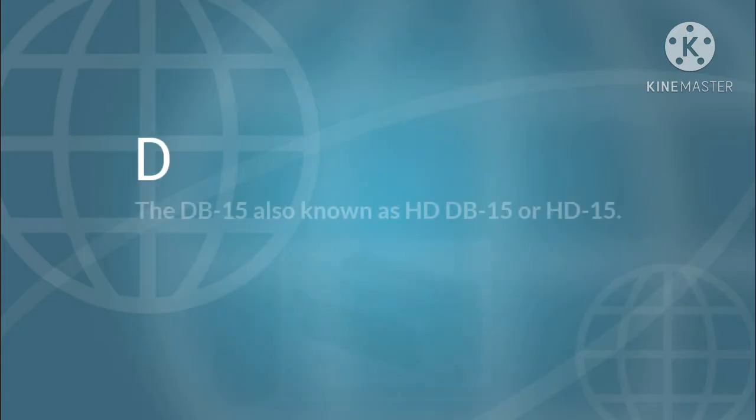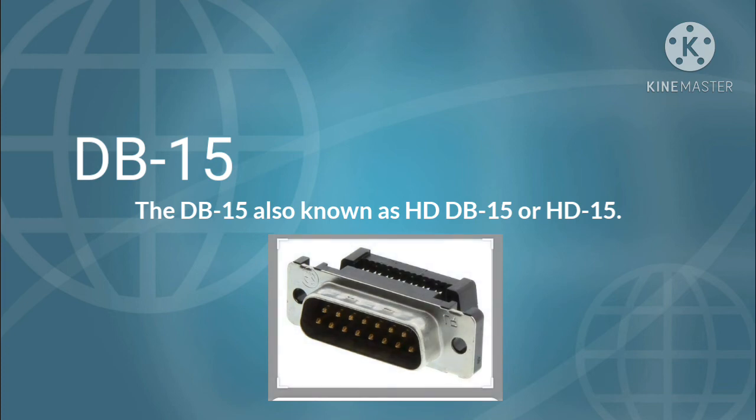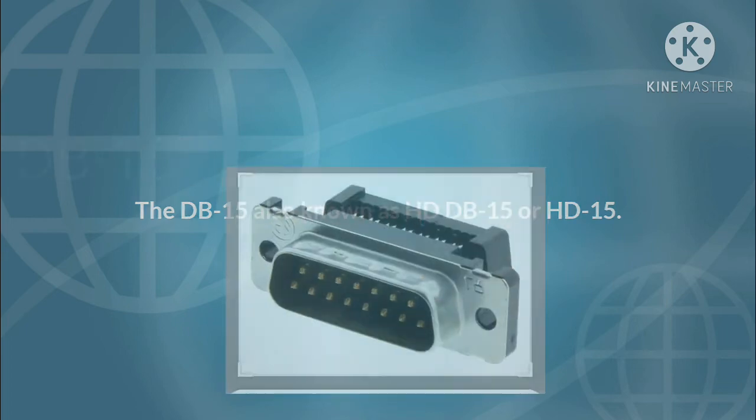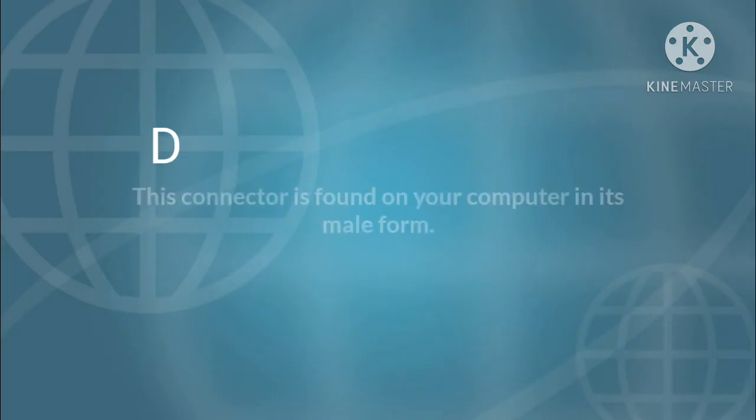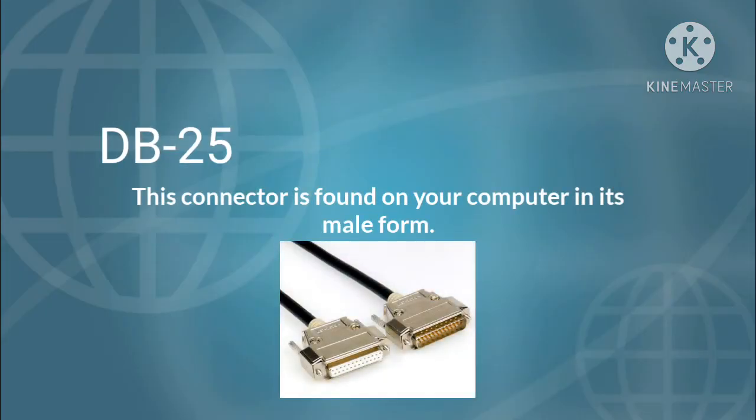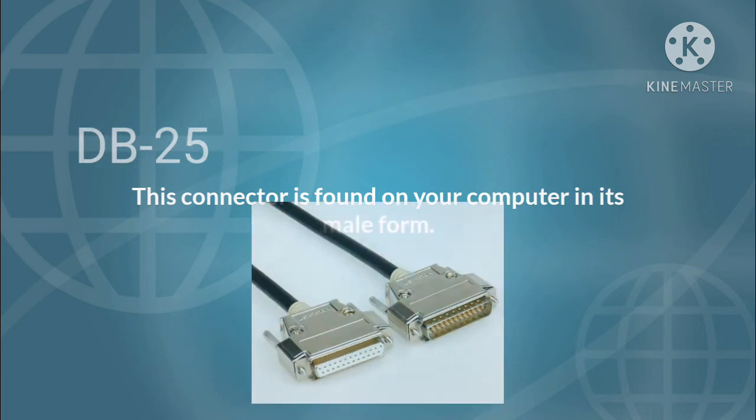DB15. DB15, also known as HDDB15 or HD15, has the familiar shape of the D-shell connector but contains a higher density. DB25. This connector is found on your computer in its male form in the role of a serial port and its female form as a parallel port.